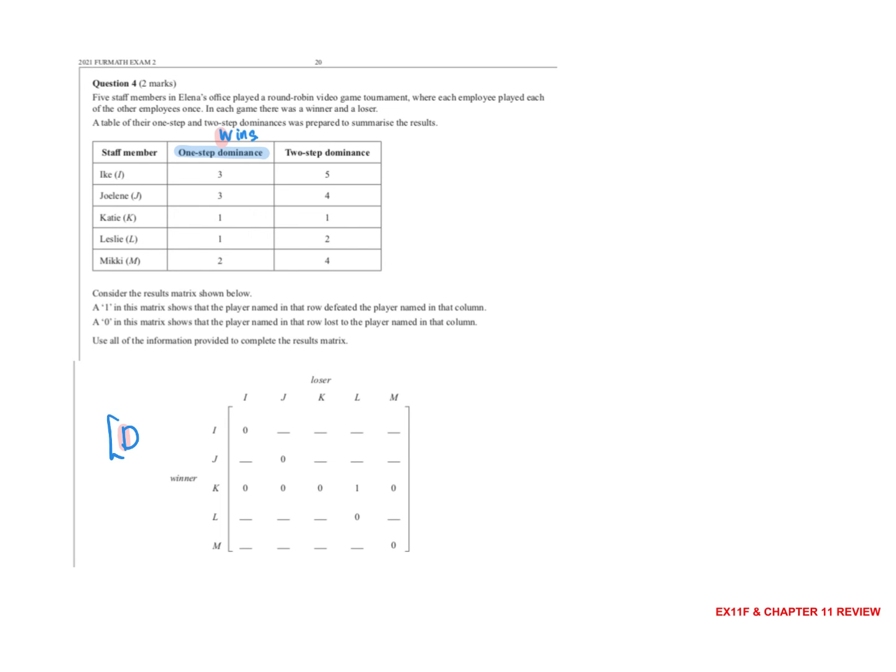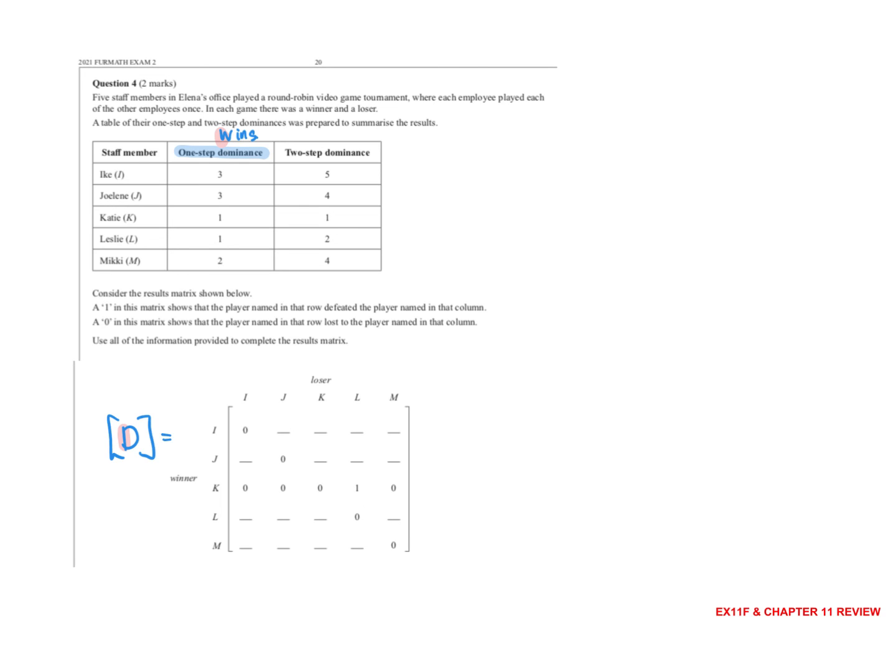Okay, so we have to go and use that information to find the original one. If you have a look here, we've already got zeros all down the leading diagonal, so we could have worked that out because no one plays themselves, so that should always be 0.